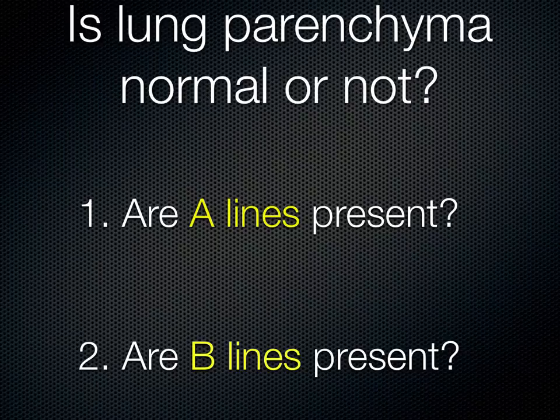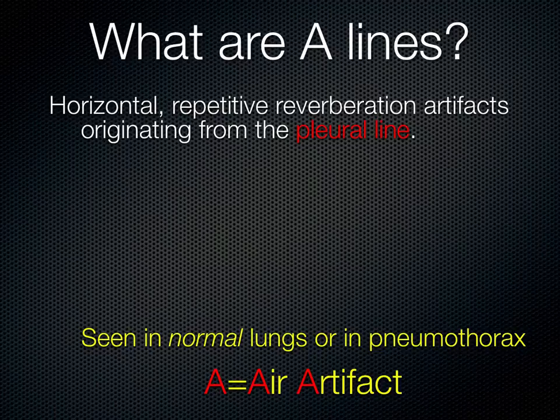You'll see that come up in just a moment. What we're interested in here is: is the lung parenchyma normal or not? What we're asking is, are there A lines present or are there B lines present? What are A lines? A lines are horizontal artifacts that represent reverberations originating from the pleural line. And we'll explain a little bit more about what that means.